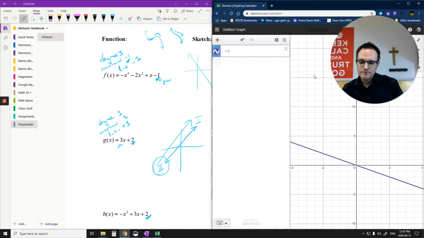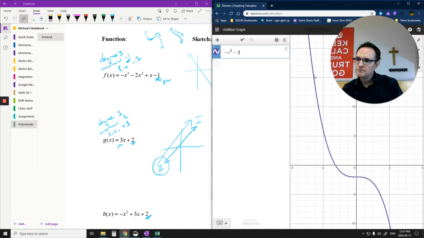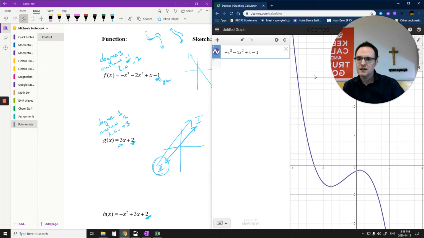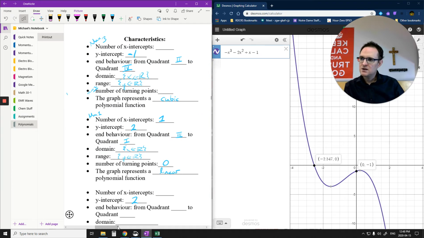x-intercepts here. So you can see it crosses once. So I have one x-intercept at this point. This confirms my y-intercept was -1. We already knew that. And it has 2 turning points. So I'm just going to go to my chart here. Number of x-intercepts, we have 1 for this one. It had a max of 3, but it only gave us 1, okay. And number of turning points, 2, okay.